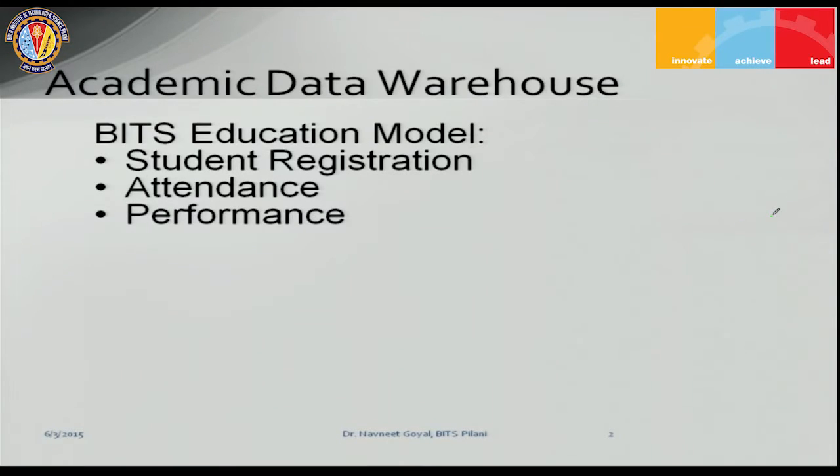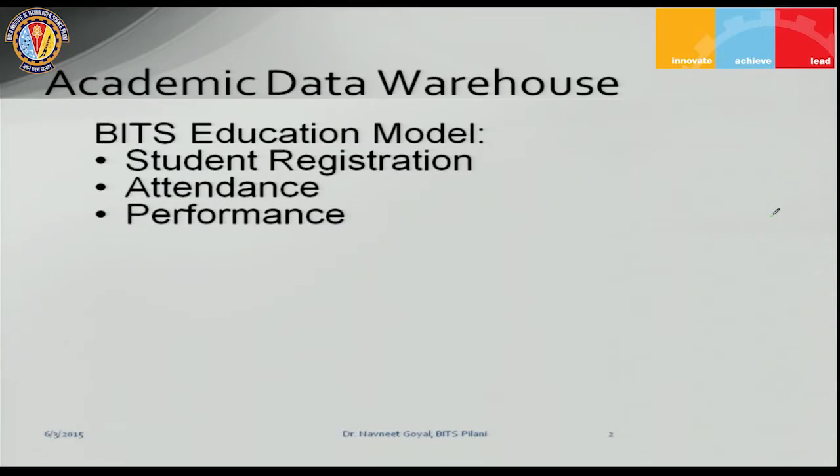What we'll do is we'll assume the BITS education model, and we'll look at three basic processes in this model. One is student registration, second is attendance, and third is performance. Let me give you a little bit of background. Whenever a student is newly admitted, or he comes back for a new semester, he has to register for a set of courses for that particular semester or term. We also have a summer term which is run for 2 months, and you can also register for some courses at that time.